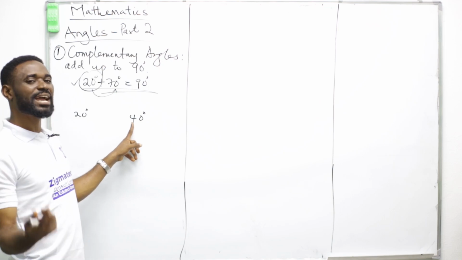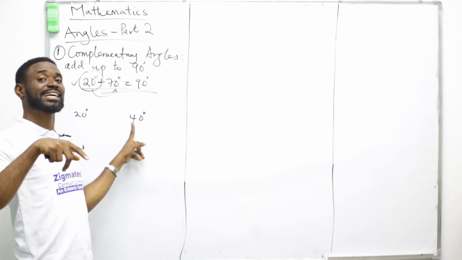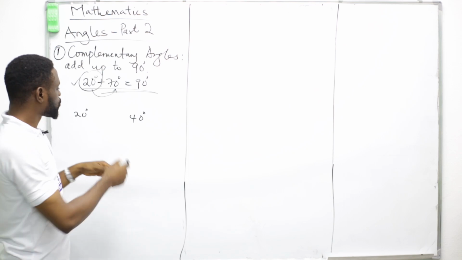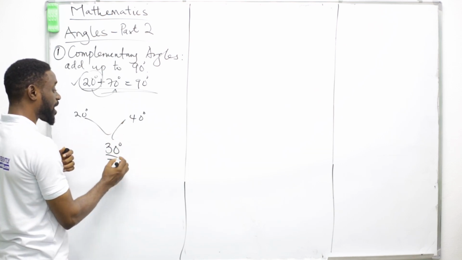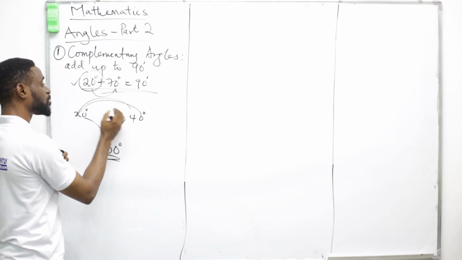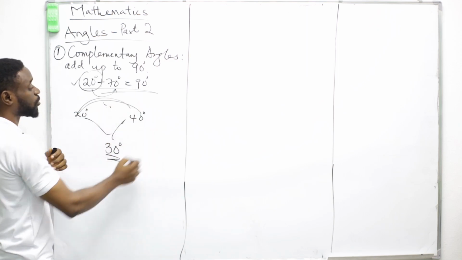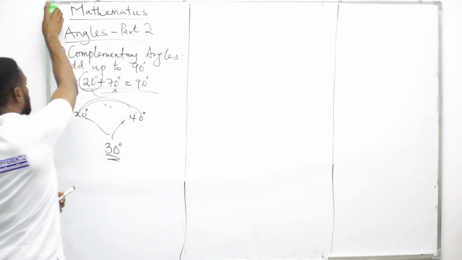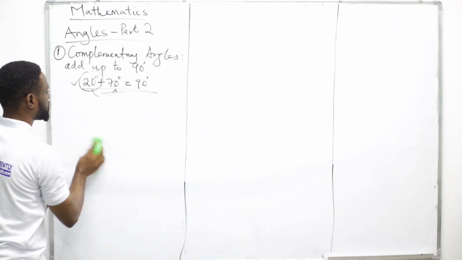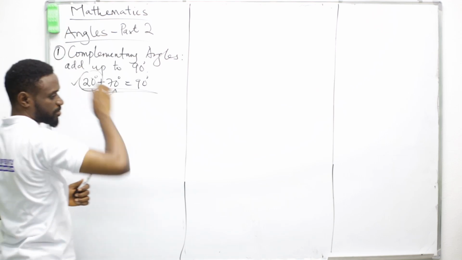So we will require an extra 30 to add up to 90. In this kind of case, it will be 30 degrees that will be required to make all of them complementary angles. Okay? All right. So that is a typical question there.